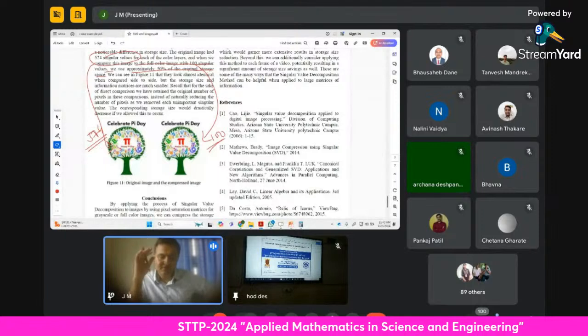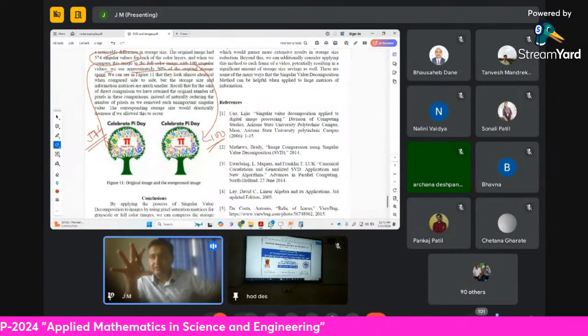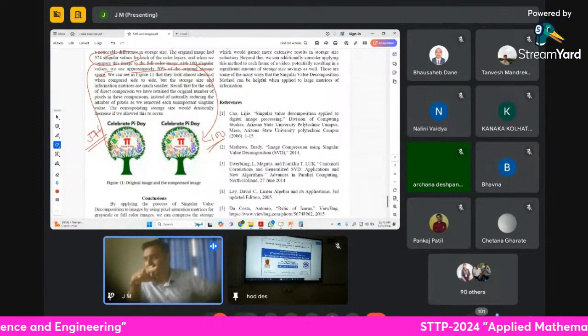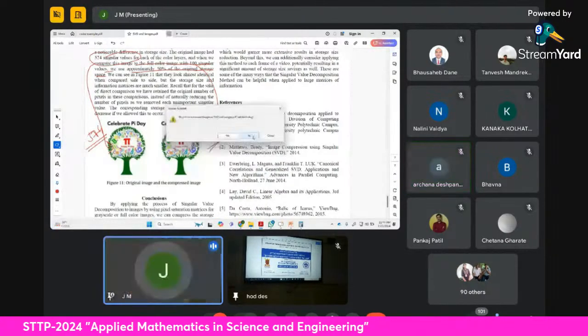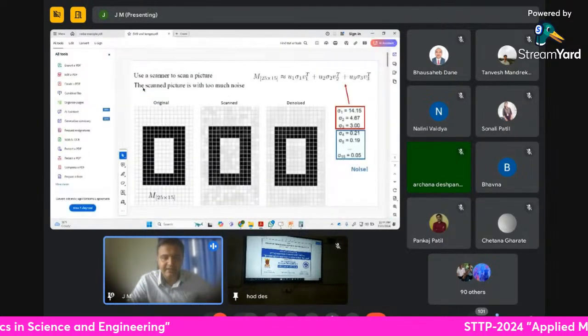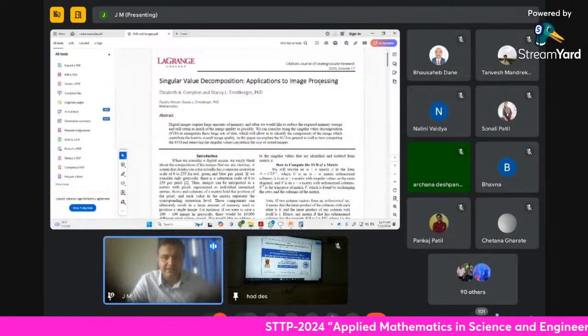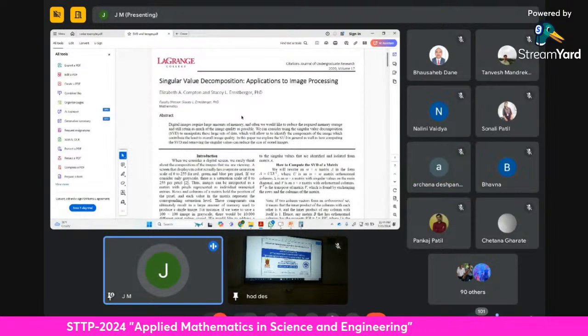So when we compress also using WinZip or WinRAR, when the images get compressed, this is what happens. A nice example. Those who are interested, I'll just share it with you. The paper is SVD, Application to Image Processing, Journal of Undergraduate Research. It's a nice paper if you want to see it.